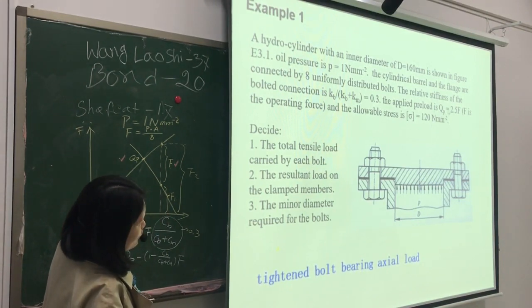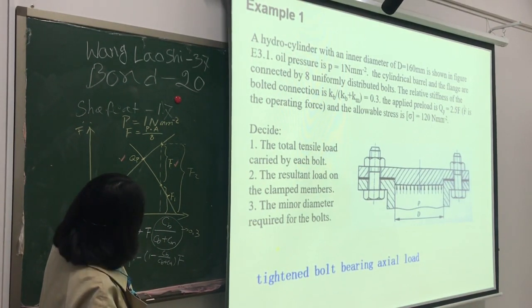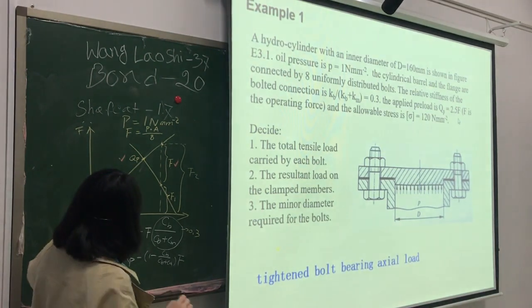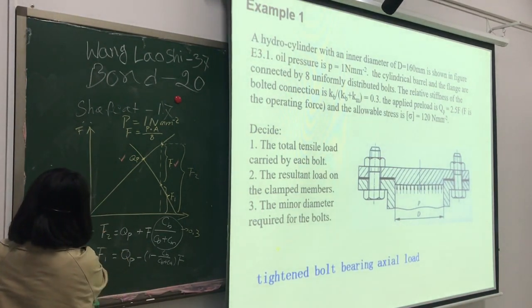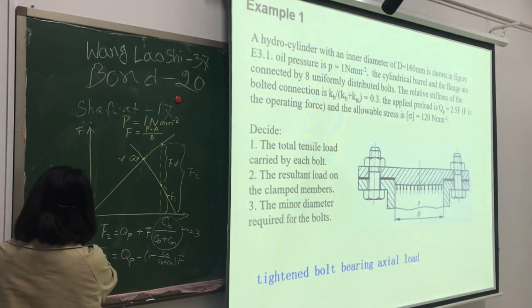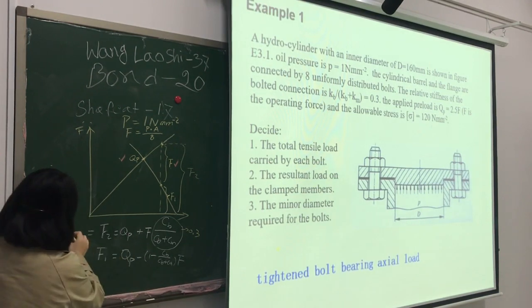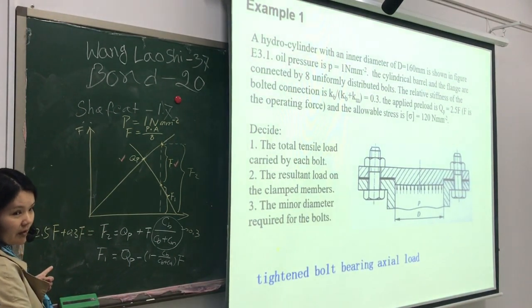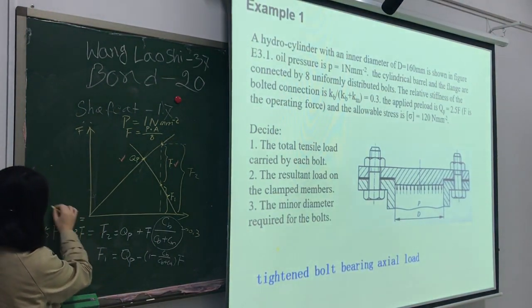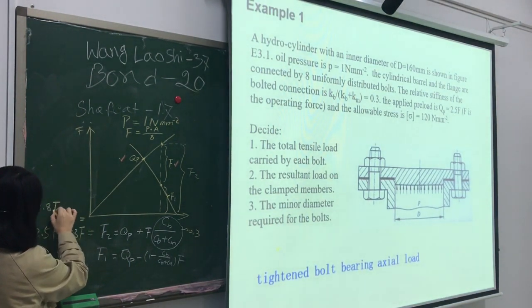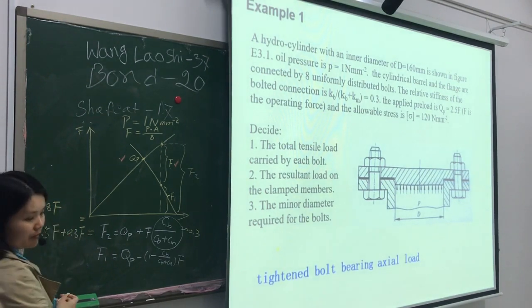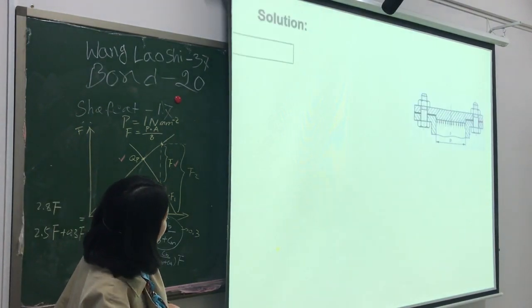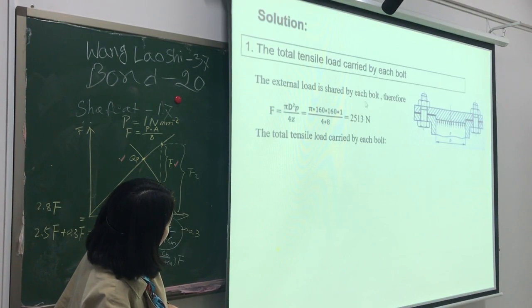QP is 2.5F. So F2 is 2.5F plus 0.3F, equals 2.8F. And F we calculate like this.